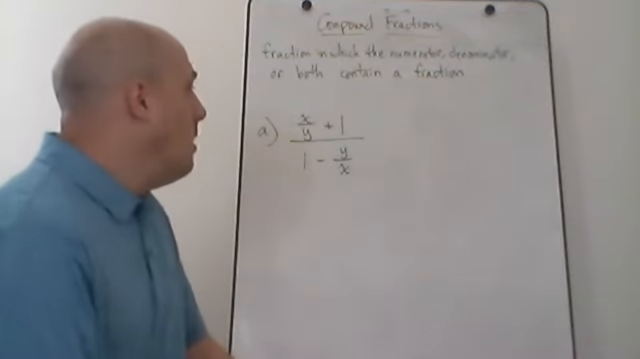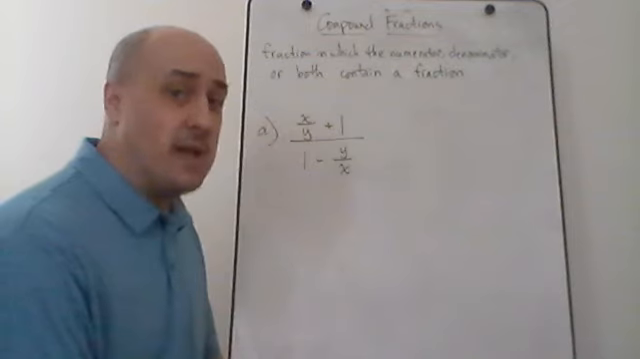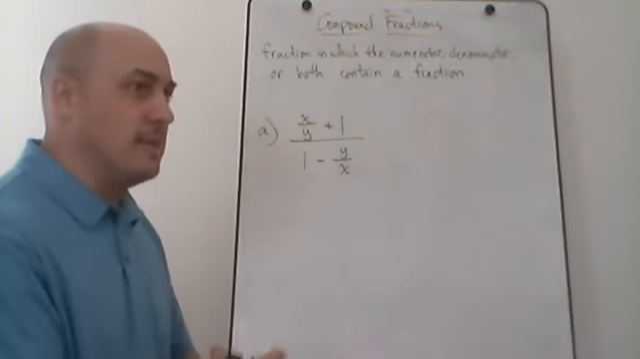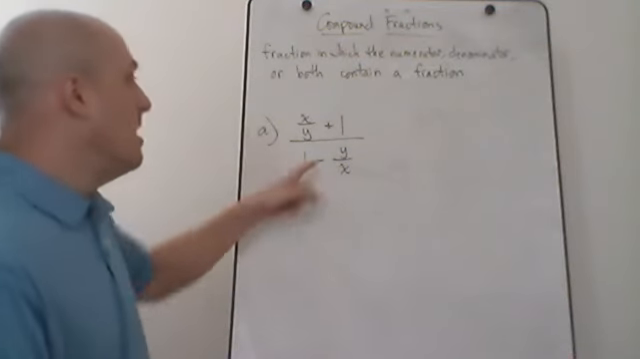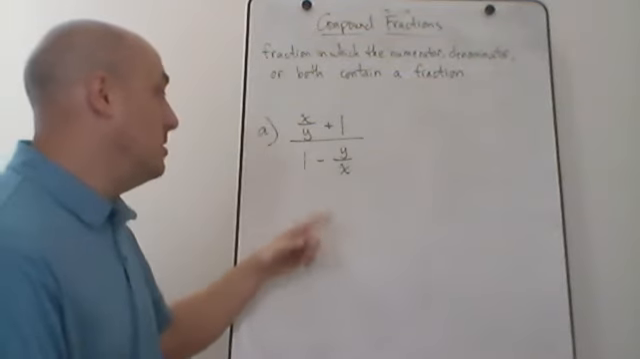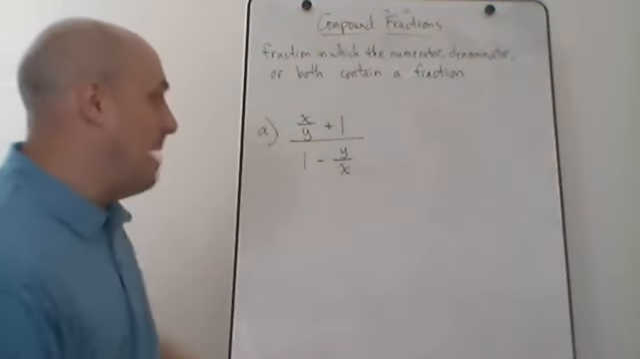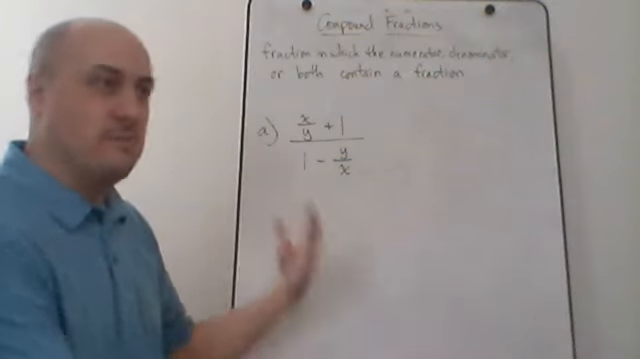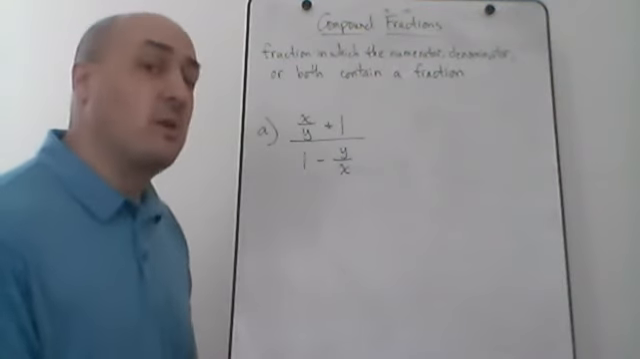There are a couple ways you can go about simplifying a compound fraction. One method, which is the way I'm not going to do it here, because for me that seems like a little bit too much work, is to find a common denominator in your numerator, find a common denominator in your denominator, combine everything together, and then think about it as dividing two fractions and multiply by the reciprocal and all that. But to me that's a lot of work. There's a quicker way to do it.